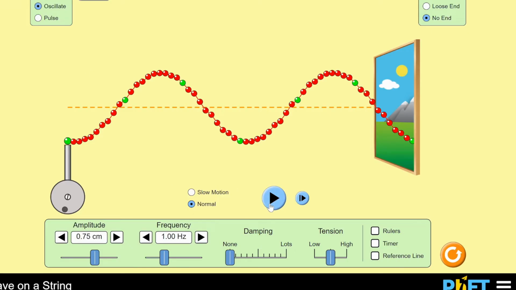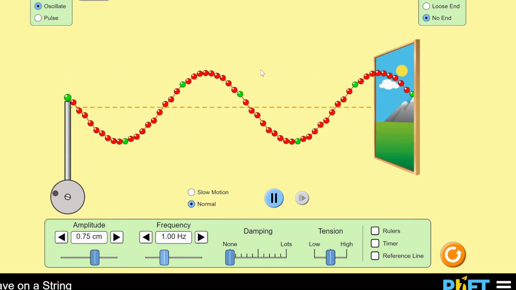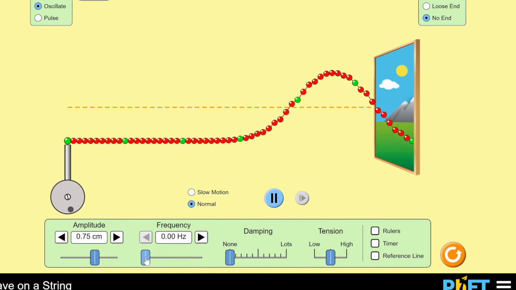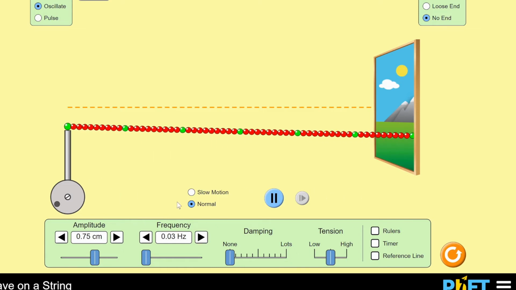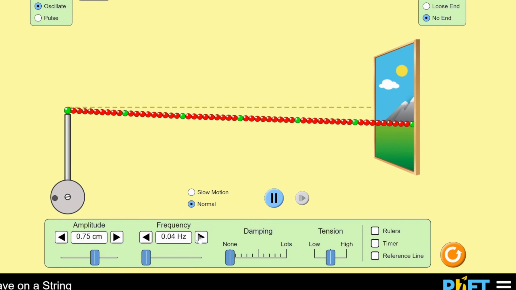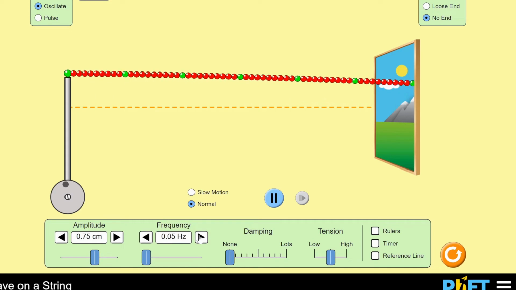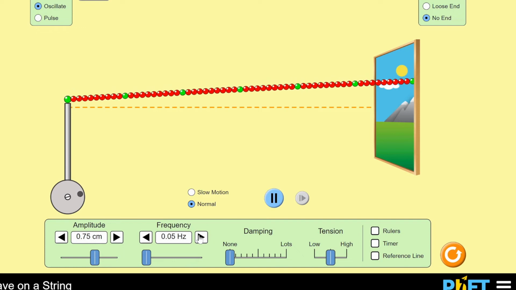Now I can show that here again. Look what happens. Just look at the wavelength as I take the frequency down to 0 Hertz. That's not good, is it? Look what happens now when I start to increase the frequency. Look how slow that is. Look how slow this is. 0.03 Hertz. Imagine how long that wavelength would be. We wouldn't be able to measure it on this screen.